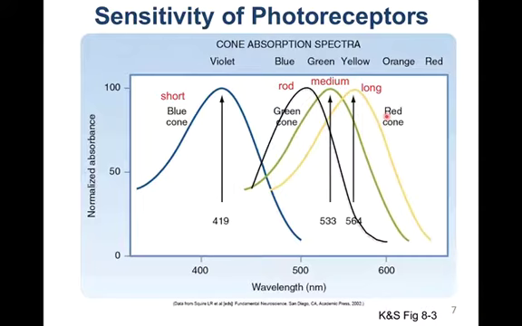Your textbook correctly refers to blue cones, green cones, and red cones. Blue cones express the opsin that you would correctly call short wavelength sensitive opsin that is maximally sensitive at about 420 nanometers, and that's in the blue range or violet blue range. Green cones express medium wavelength sensitive opsin, which is maximally sensitive around 530 nanometers, which is within the green range of the electromagnetic spectrum.